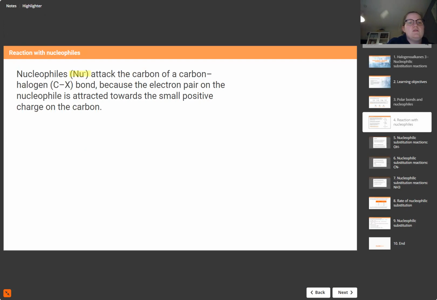We use Nu negative as a general shorthand for nucleophiles. And what they do is they attack the carbon of the carbon-halogen bond, so that C-X bond here. So they attack that, because the electron pair on the nucleophile is attracted towards the small positive charge on the carbon.